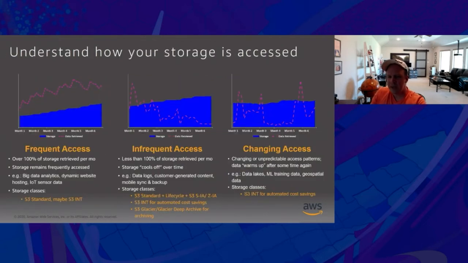So the difference between the patterns, right? If you have frequently accessed patterns, you're going to want to put that data in either S3 Standard or S3 Intelligent-Tiering. With infrequent access, you could still use Standard. You could use Infrequent Access or One Zone Infrequent Access. You could use Intelligent-Tiering as well. And then for changing access patterns where the data is unpredictable, you're definitely going to want to use something like S3 Intelligent-Tiering to manage that.